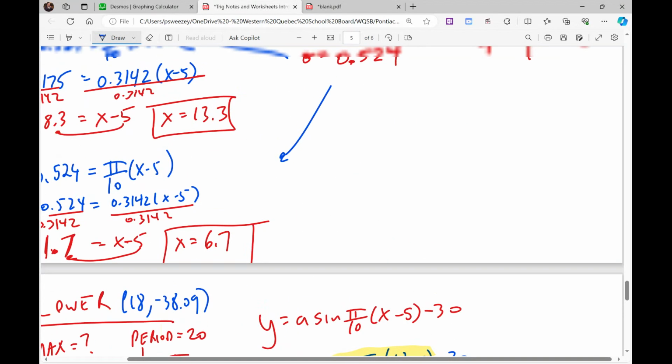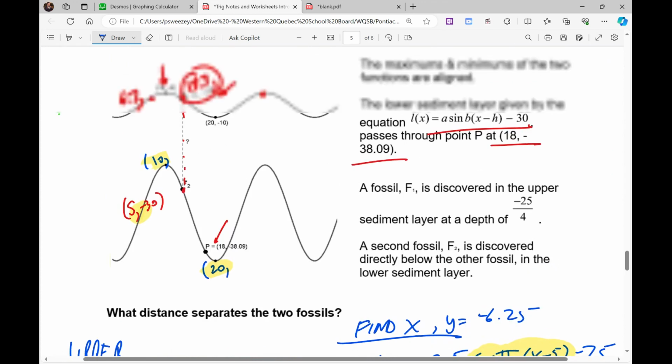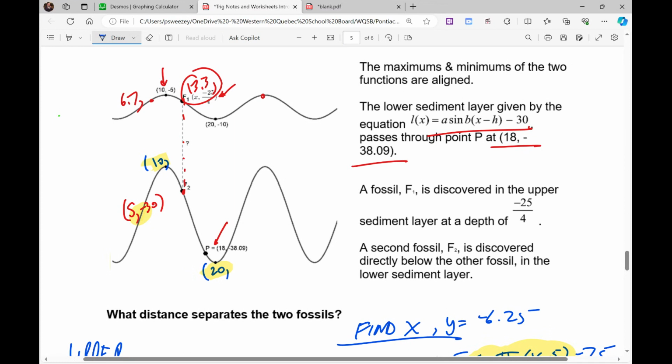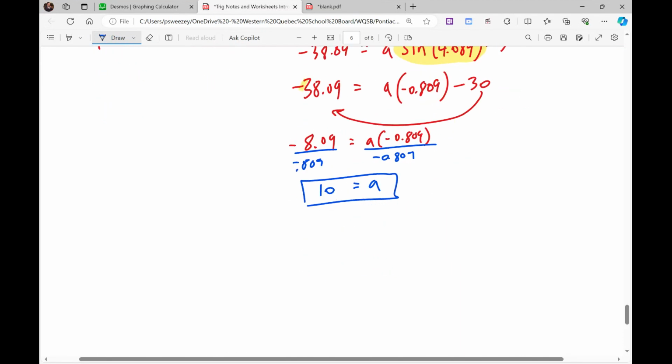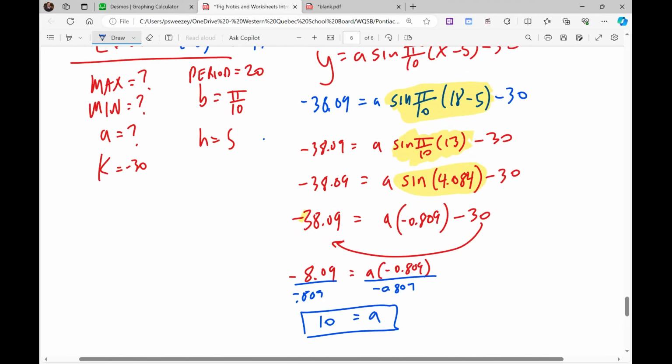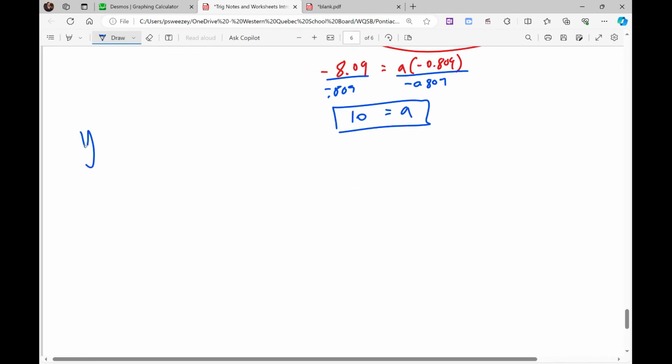We can double check that by going back up to the top. Originally, the upper one had an A value of positive 2.5. This one with an A value of positive 10 makes sense because the amplitude is higher on this one. So it's important that we know that. Now that I have that rule, because I had to go through all that just to get the rule, I'm going to use it. So y is equal to 10 sine of pi over 10 times x minus 5, minus 30.